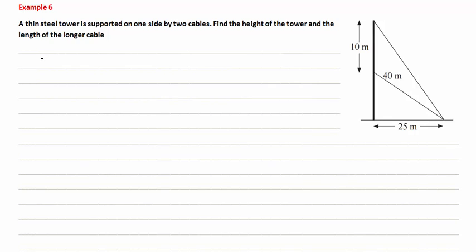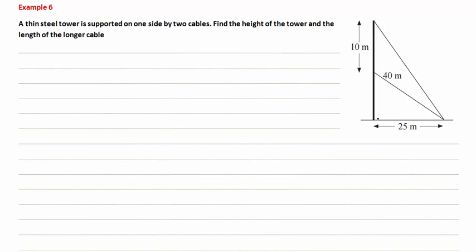And this is example 6, and we're going to be looking at Pythagoras Theorem again. We have a thin steel tower supported on one side by 2 cables. Find the height of the tower and the length of the longer cable. Okay, so this is our picture.